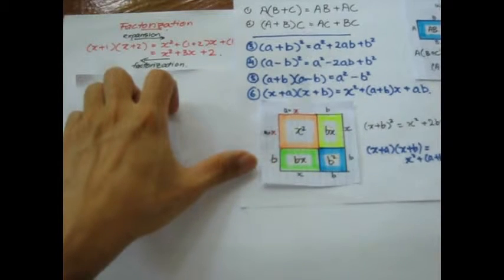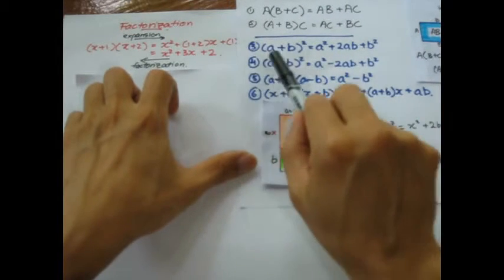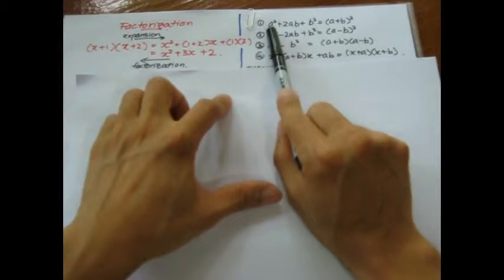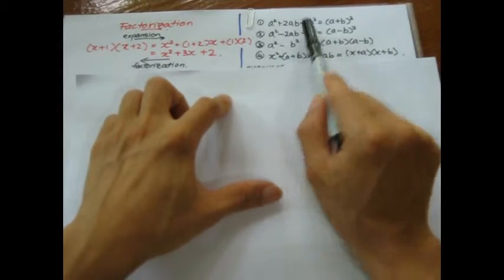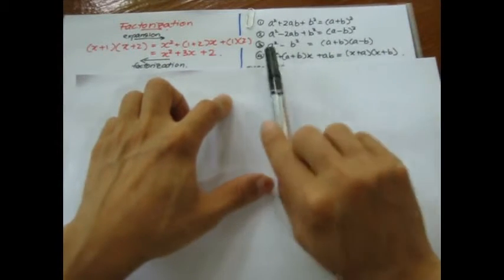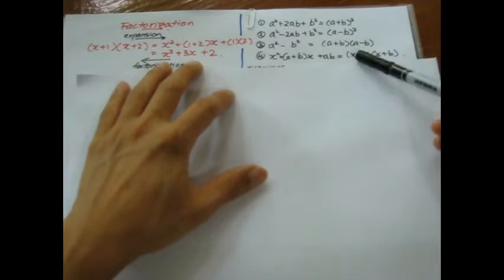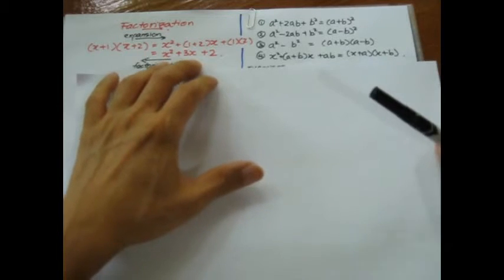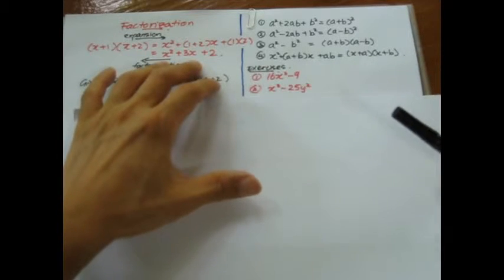Usually in math, we put the subject on the left hand side, so I rewrote this this way. So a squared plus 2ab plus b squared is equal to a plus b everything squared, and so on. So here are my 4 rules. Actually, there's a fifth one. I'll do the fifth one later. All right, and let's look at some exercises.